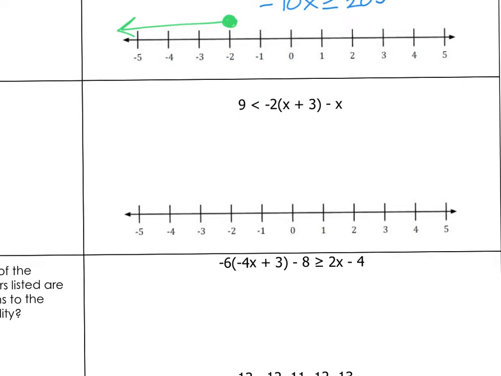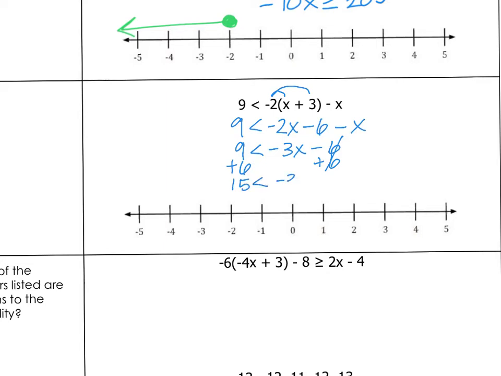With this next one, the first thing that we need to do is distribute. So now we have 9 is less than negative 2x minus 6 minus x. We need to combine our like terms. So we're going to still have 9 on the left-hand side. 9 is less than negative 3x minus 6. I need to get rid of my constant, so I need to add 6 to both sides. So when I do that, I get 15 is less than negative 3.